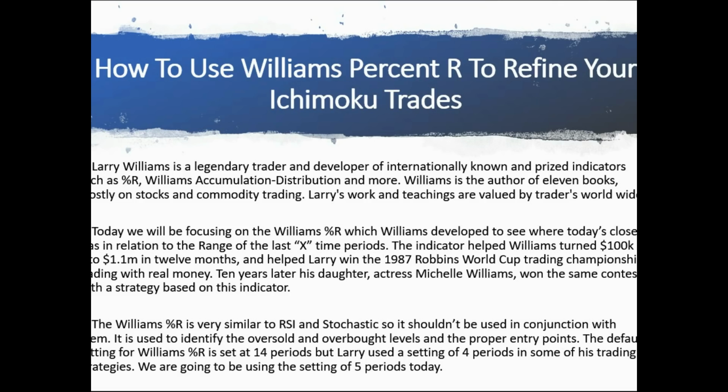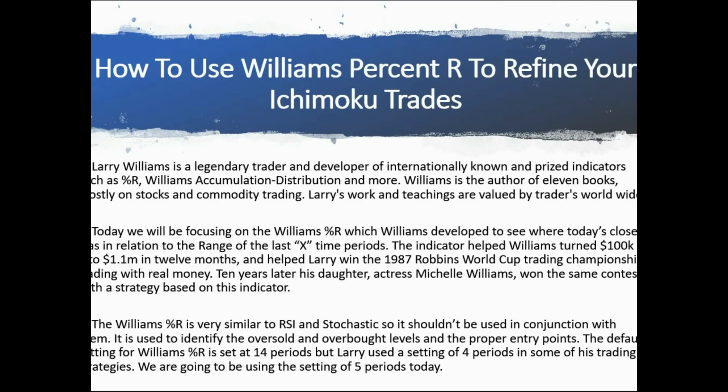Today we will be focusing on the Williams percent R, which Williams developed to see where today's close was in relation to the range of the last X time periods. So the X would be the time period that you have your settings for the Williams percent R. Normally you'll probably see a 14 period Williams percent R. So that's what that X would stand for.